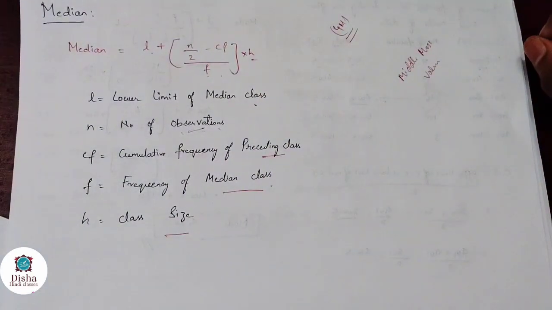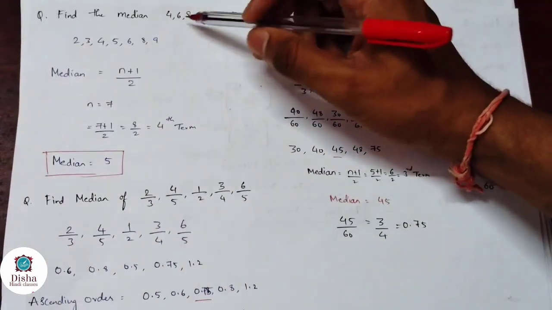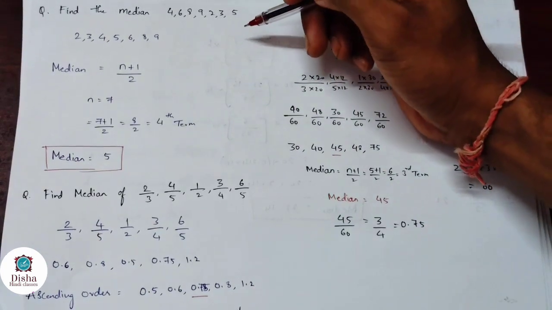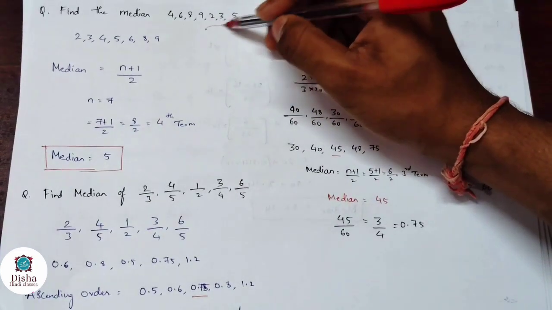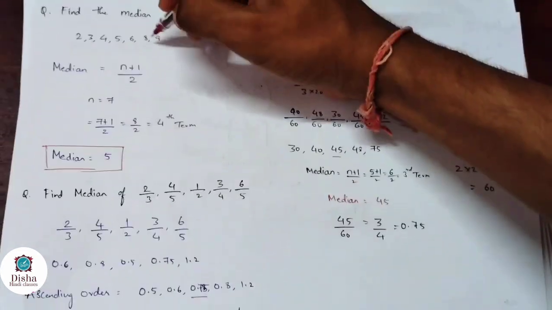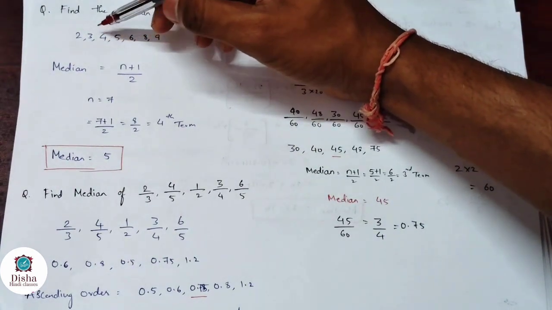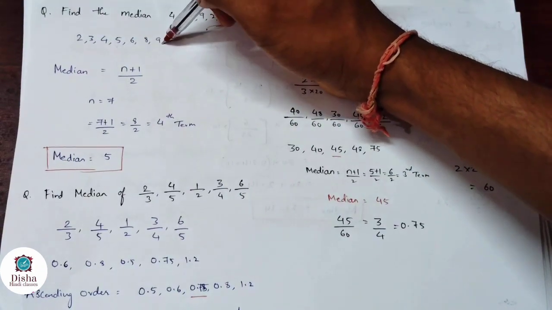Now we'll be looking at the problems of median. Going into the problems, we'll be looking at the shortest ones. These are the easiest ones. Find the median for the following observations: 4, 6, 8, 9, 2, 3 and 5. Always remember, you should maintain the order of the observations. You should convert them into ascending order or descending order. We have arranged them in ascending order: 2, 3, 4, 5, 6, 8 and 9.